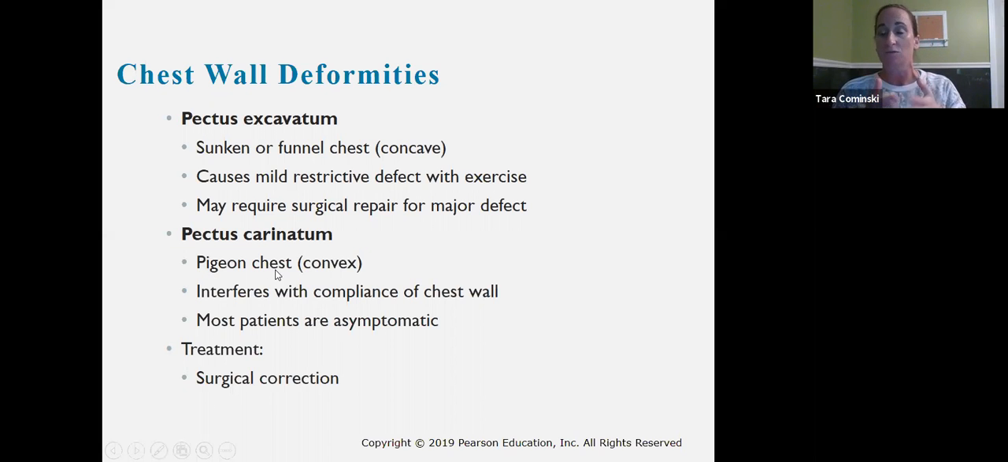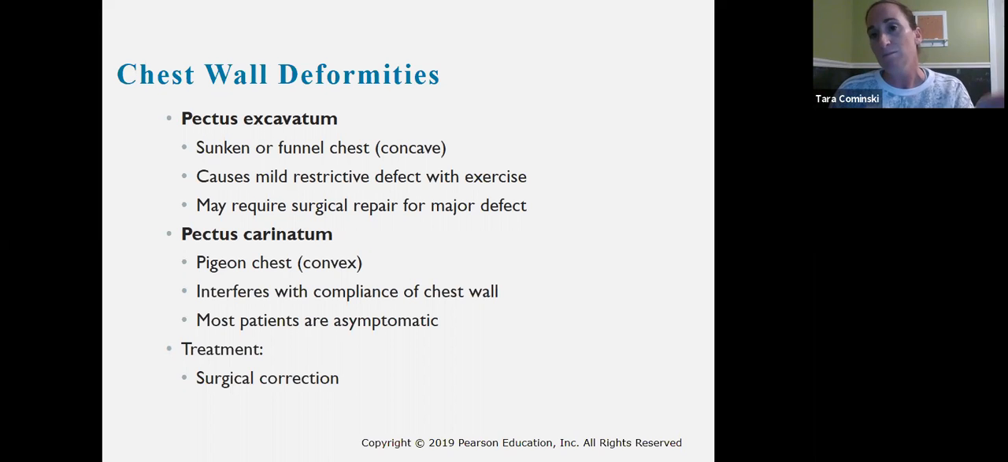Now it's convex, right? So it's kind of this pointedness that can occur. And again, it says it interferes with compliance of the chest wall because it's more narrow, right? So you're going to lose that expansion that's necessary. It's going to confine the space of that chest wall, okay?